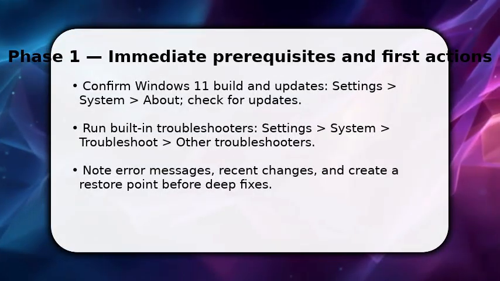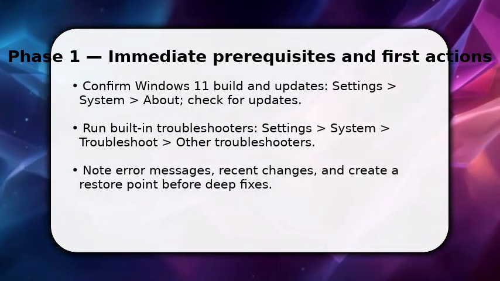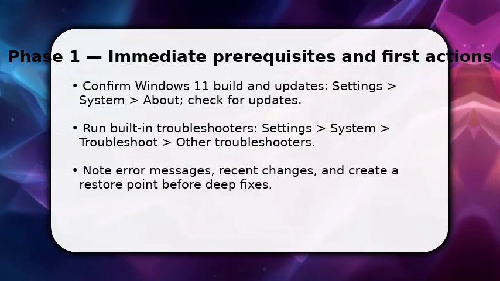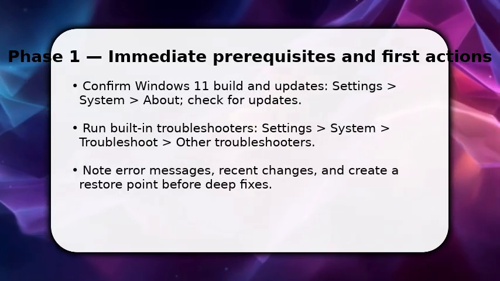You begin by verifying facts. Check the Windows 11 build and recent updates so you know what you're fixing. Next, run the built-in troubleshooters for network, audio, or printer. Those automated checks often solve common faults quickly.